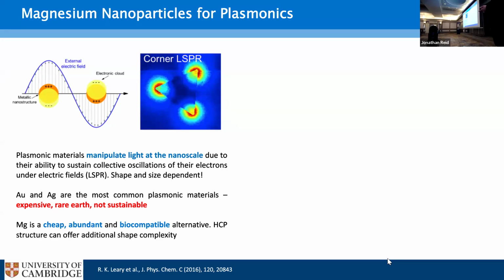And it's gold and silver that are typically used as plasmonic materials. However, they are rare earth metals, so they're a bit expensive, and that kind of limits their wide scale application and raises some concerns on sustainability. But magnesium, on the other hand, is very cheap. It's earth abundant. It's also biocompatible as well. And it's got a hexagonal close pack structure, which offers a bit more shape complexity compared to gold and silver, which are face-centered cubic.